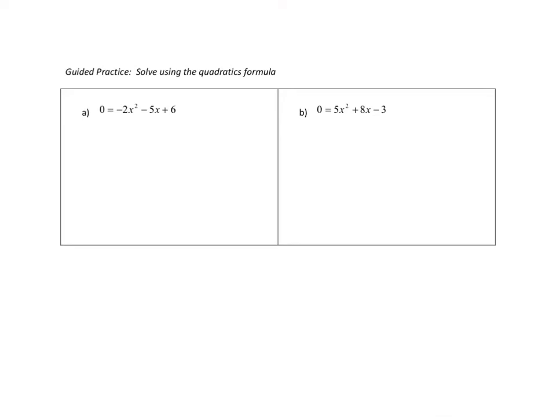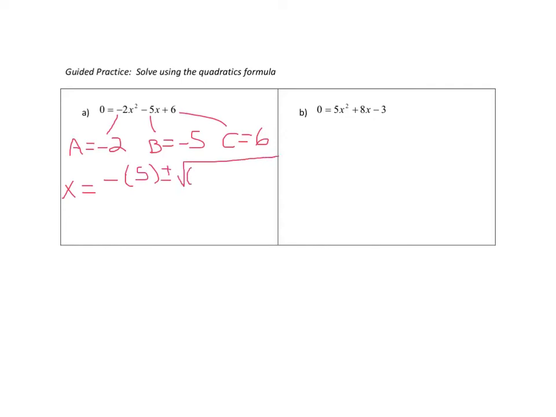Letter A, we're going to identify a as -2, b is -5, and c is 6. And then we're going to plug it in. So x equals -b, which we said was -5, plus or minus the square root of b squared, so -5 squared, minus 4 times a, which we said was -2, times c, which is 6. All of that is divided by 2a, which was negative 2.